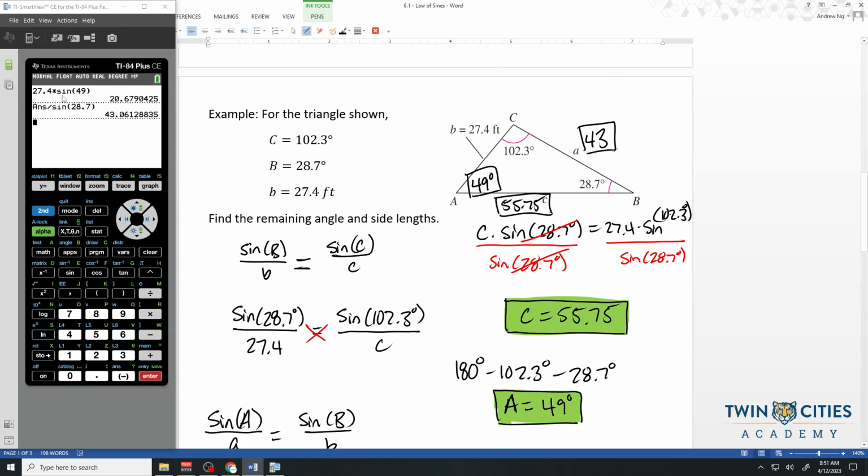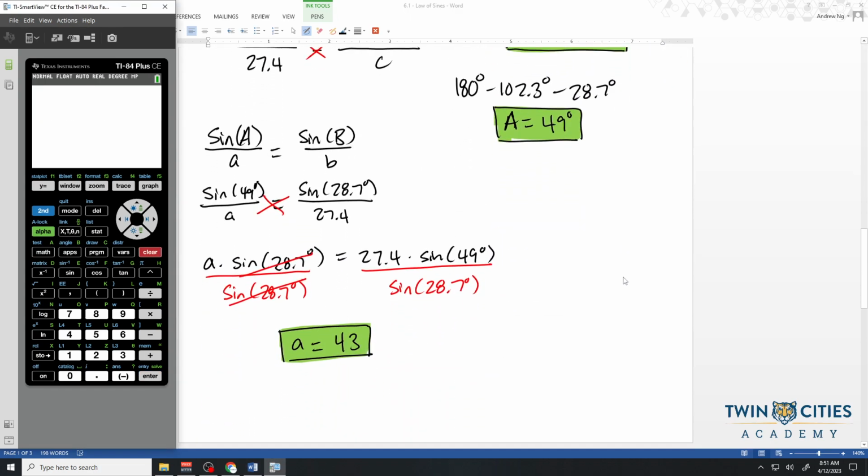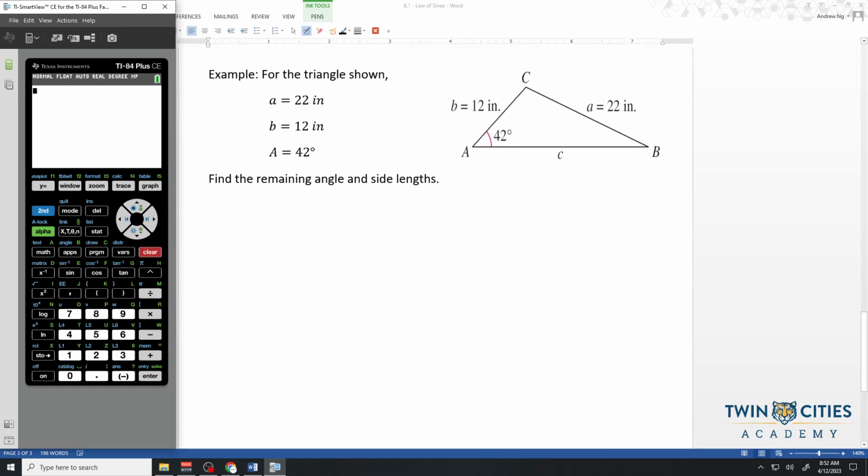All right, let's do one more example. Let's say I'm given this triangle. So this is ABC, and the information I have is side length A is 22 inches, side length B is 12 inches, and angle A is 42 degrees. So I go ahead and make a triangle, fill in the information here, and I note that I've got an angle and its opposite side length.